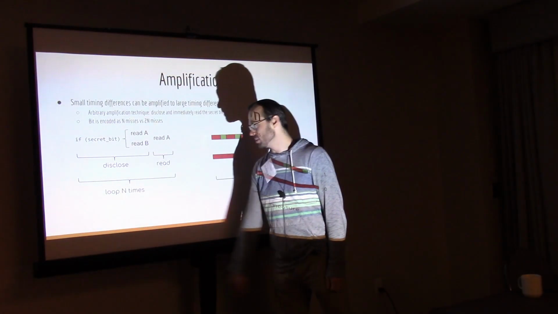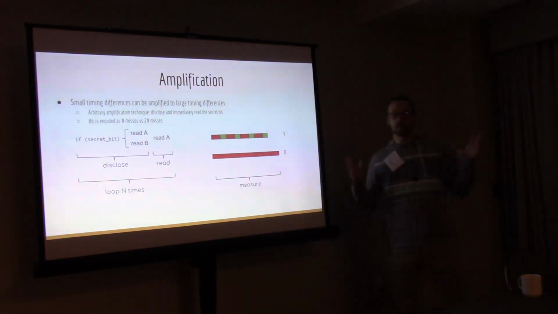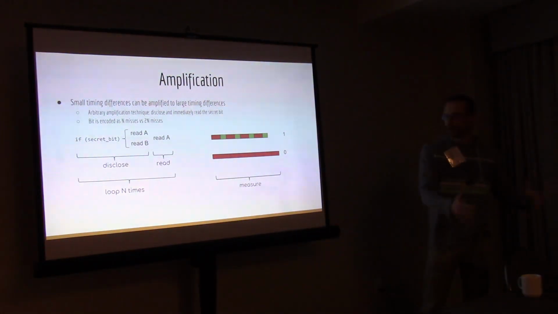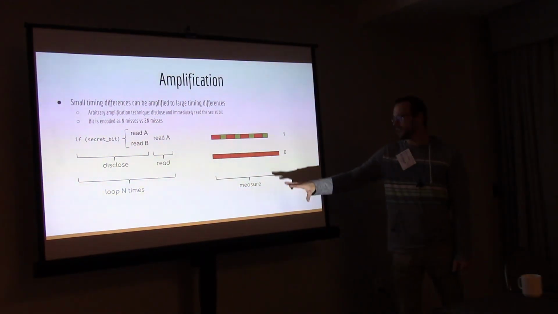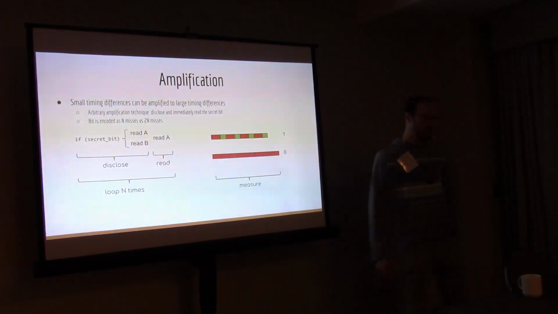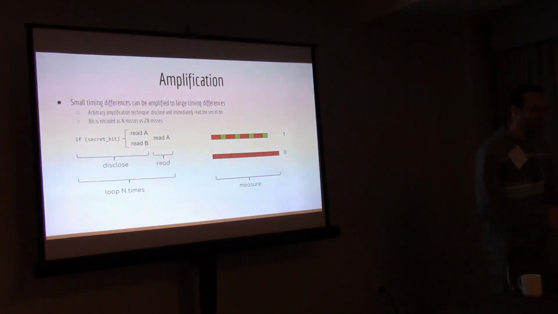So we just set n to be as big as we want, and then we do that over and over again, and then we just do the measurement. So no matter what the clock resolution is, we can get ourselves over that threshold. So that's really bad. It really doesn't matter what the resolution of the clock is. We can do this.